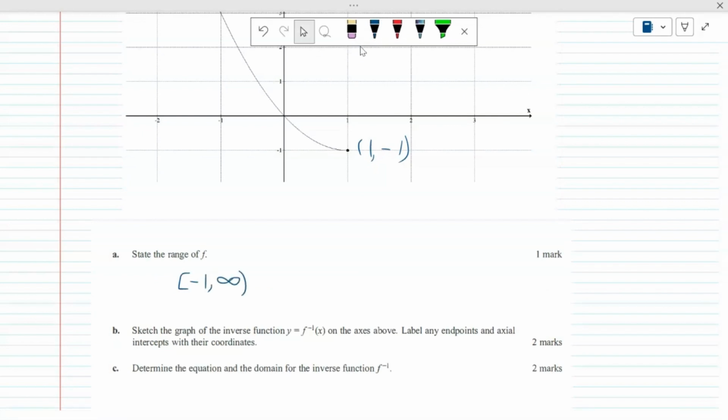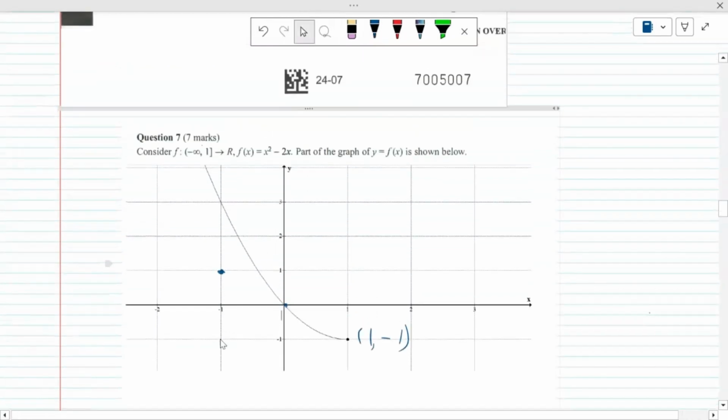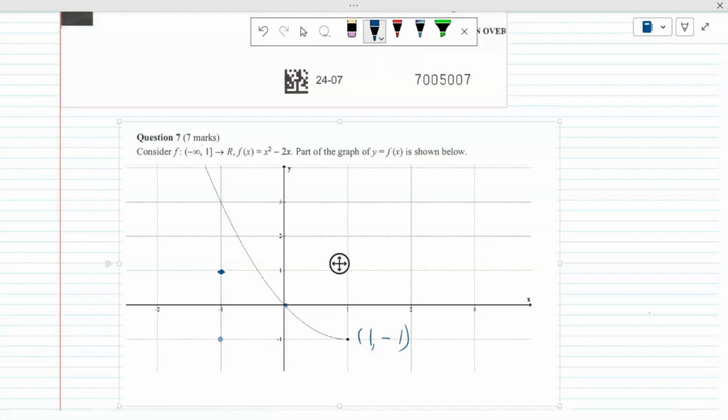Okay, awesome. Sketch the graph of the inverse of f of x on the axis below. Label any endpoints and axis intercepts with their coordinates. So now the y becomes x and the x becomes y. This point here is my endpoint, because that's the only point we are certain of, and the rest is going to be a mirror image.